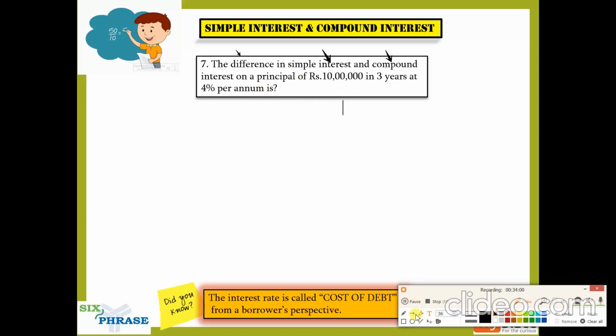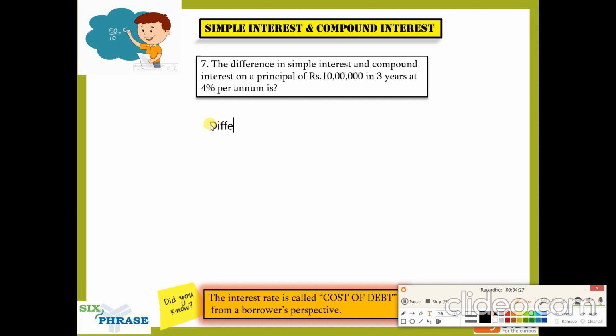On a principal of 10 lakh in 3 years at 4 percentage per annum, you can clearly see the principal, which is 10 lakhs, and 4 percentage is common for simple interest and compound interest. So we use the formula. We know the formula, right? At the start of this session, I gave you formulas for 2 years and 3 years. So we take out the 3 years formula, and we'll be able to solve it very easily. The formula is again very simple, guys.